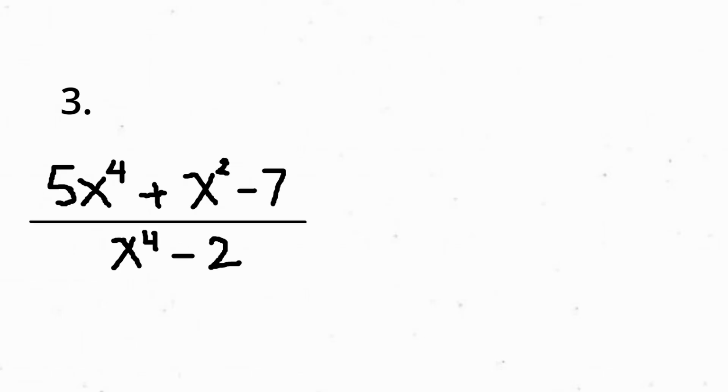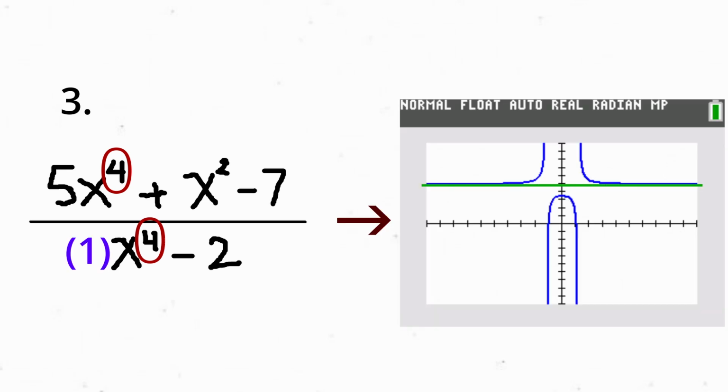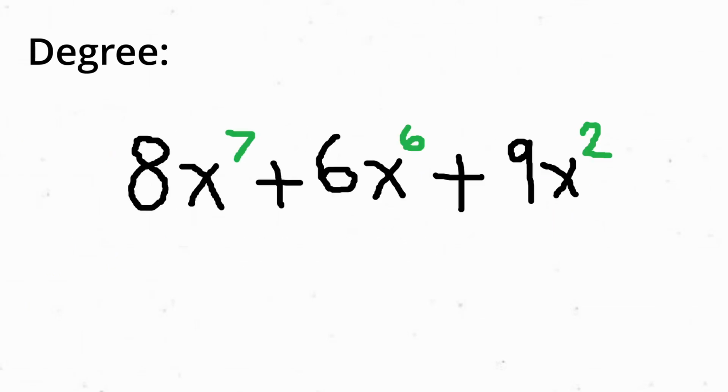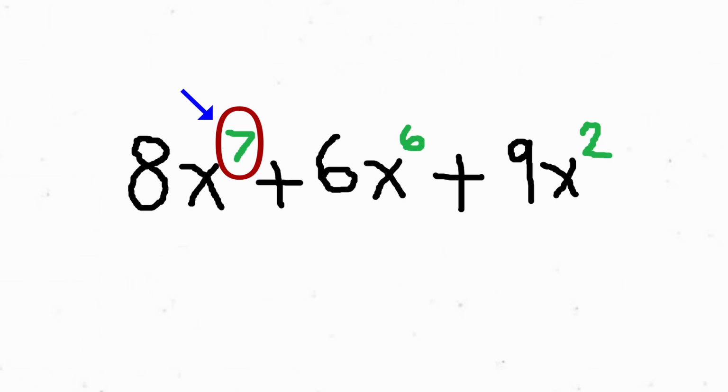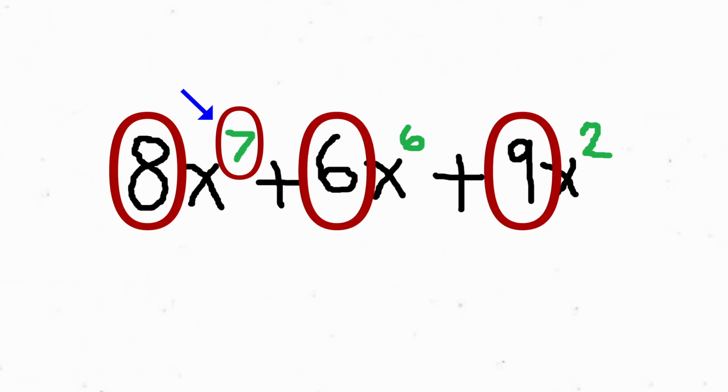You know? Anyway, and thirdly, if both top and bottom functions are of the same degree, there will be a horizontal asymptote at the ratio between the 2 leading coefficients. Oh, I should probably define what a degree and coefficient are. Essentially, a degree is the highest power of a function, like this, and a coefficient is the number that multiplies each term in the function.